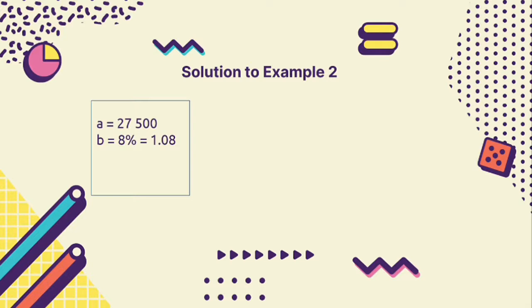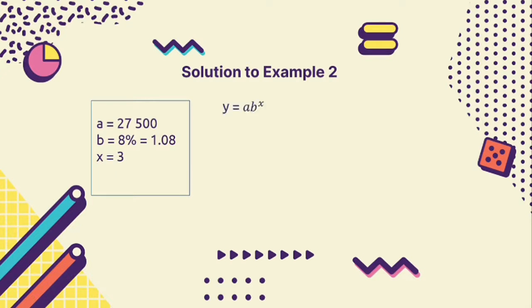So 100% plus 8% equals 108%. But we need the growth factor to be in decimal form, so we move the decimal 2 places to the left, then it will be 1.08. Remember, when the growth factor is in decimal form, do not add a percent sign. And the x equals 3.